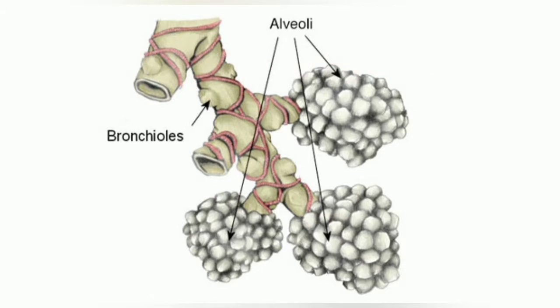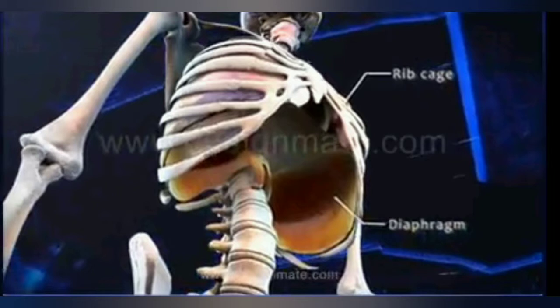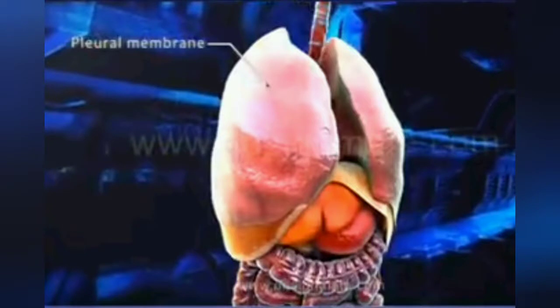In humans, the main organs responsible for respiration are present in the thoracic cavity. In the thoracic region, the rib cage and a dome-shaped fibrous tissue known as the diaphragm are observed. Present within the rib cage are the pleural membranes which enclose the lung.